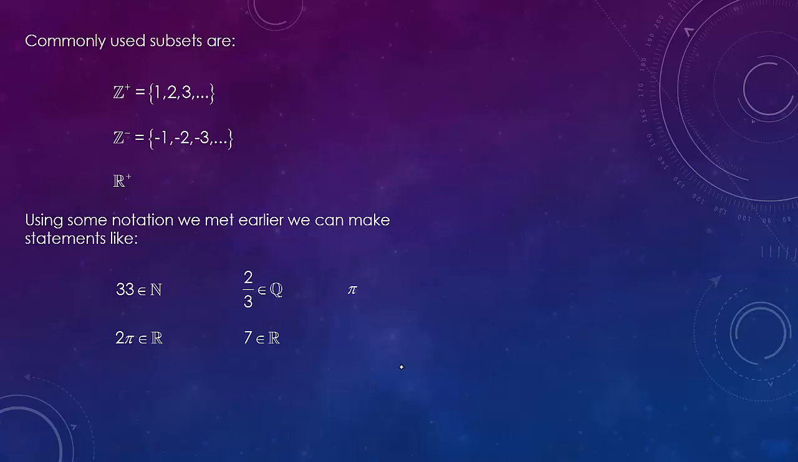We can also state things like pi does not belong to the rational numbers. We know that pi is a real number that cannot be expressed as a fraction. And -5 does not belong to the natural numbers. The natural numbers, or counting numbers, start at 1 and go up in ones.